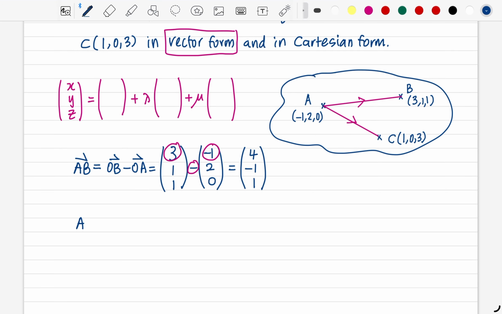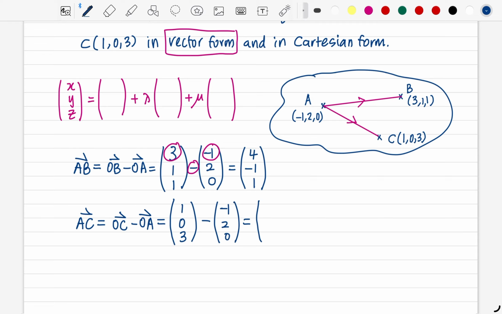Similarly, the direction vector of AC is using the position vector of C minus the position vector of A. So OC minus OA. That is (1, 0, 3) minus (-1, 2, 0). And then you will get (2, -2, 3).